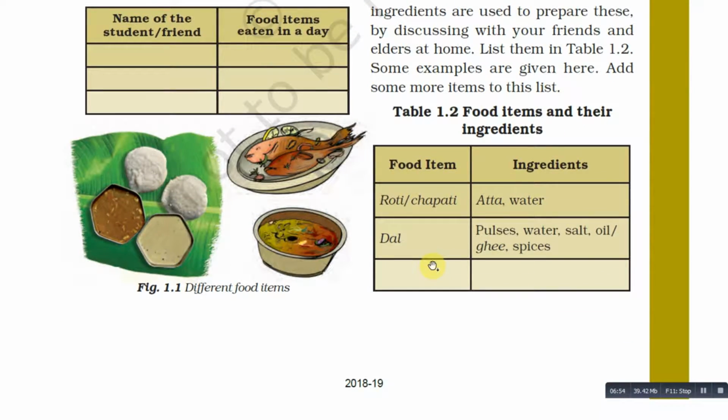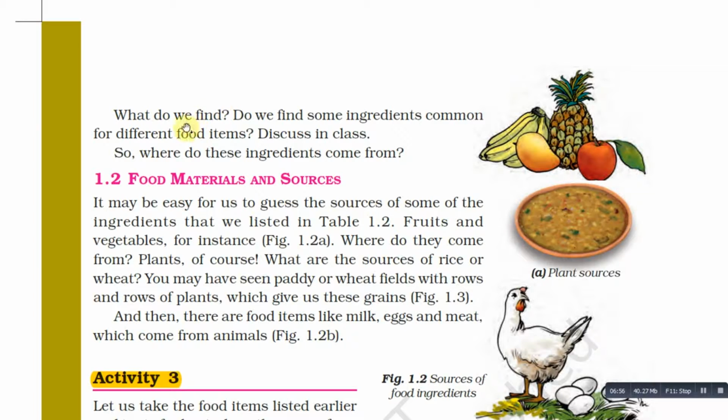Okay, so now we will go to the next page. Now what do we find? Do we find some ingredients common for different food items? Discuss. You have to discuss on your own with your friends or family members at home. Do you find any difference between all the different types of food, or are all ingredients the same? Okay, so that you have to discuss.